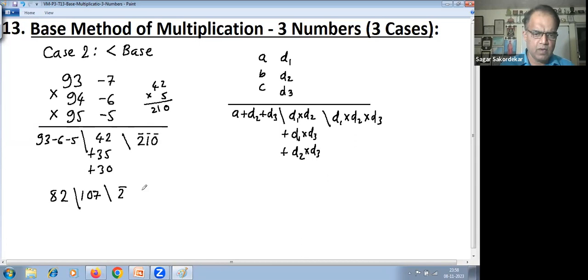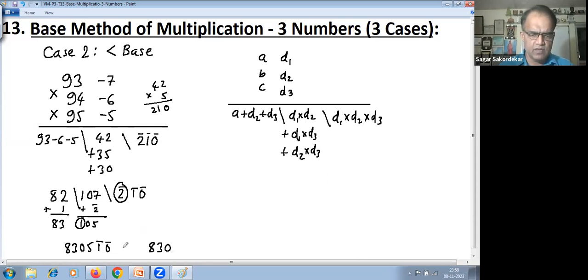Bar 2, bar 0. Now base is 100, so there should be only two digits. So this will add here, minus 2 will add here, giving you this as 105. 7 minus 2 is 5. Okay, out of this, the extra that you have to add here. So this will be 83. So final answer 8305, and this is minus 1 and 0. So now this 0, it does not make a difference minus or plus.